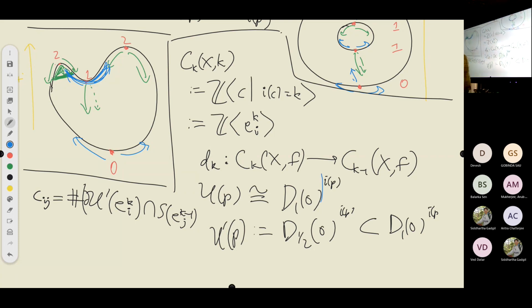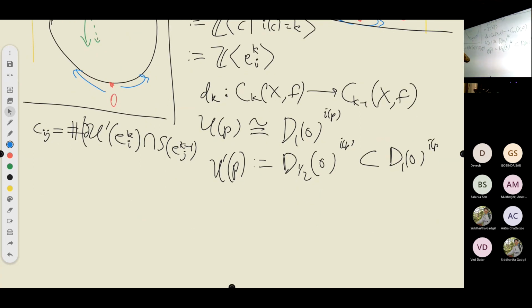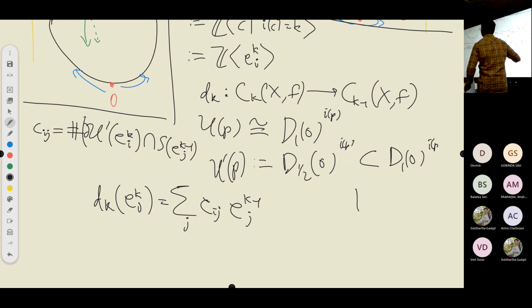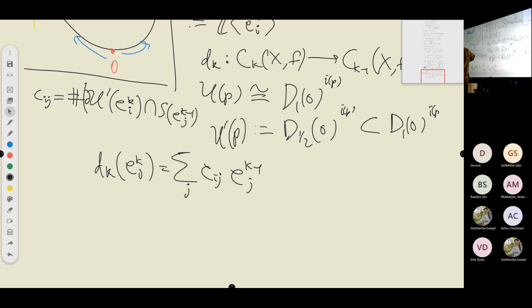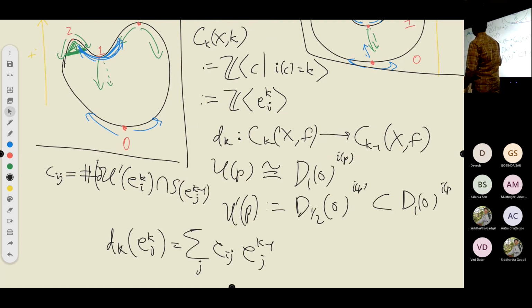And so how we'll define our differential is as follows. It's just going to be d e_ki is equal to the summation over j of c_ij e_(k minus 1)j. This is going to be our main formula. And this is a good example to try computing it for, and I would encourage you to compute what the homology is in this case and see that it recovers the homology of your two sphere.